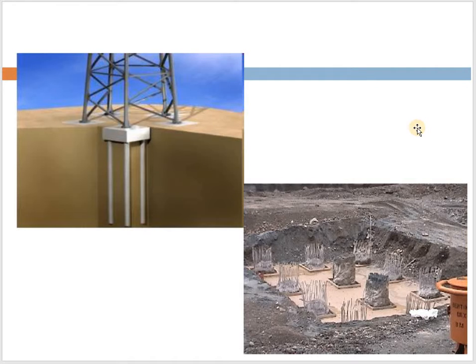So here it is a case of uplift structure. The transmission towers are very tall and they are subjected to wind loading, etc., and even sometimes seismic load. Also this tower, due to its large slender structure, can have uplift pressure on the foundation.